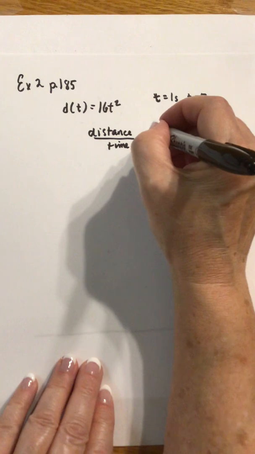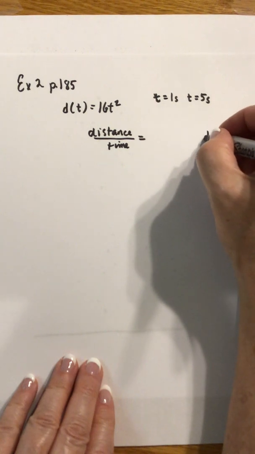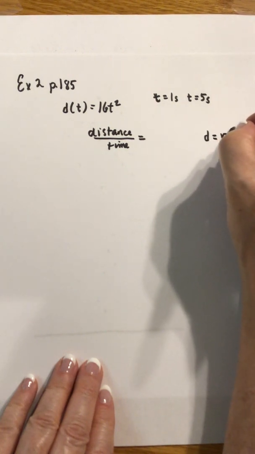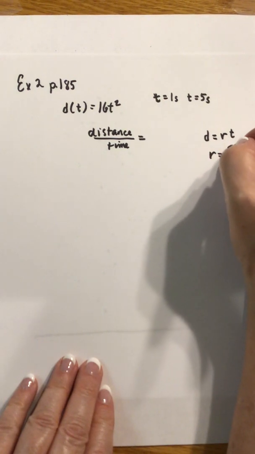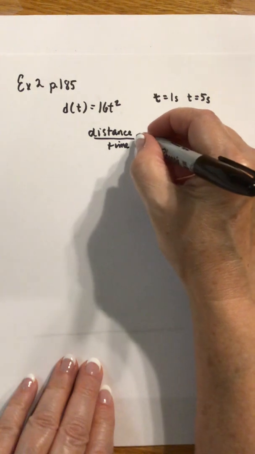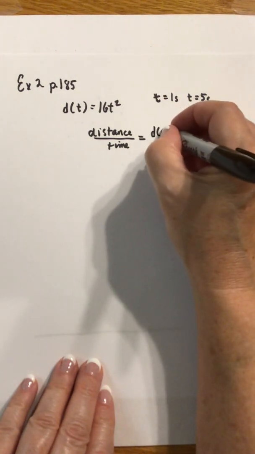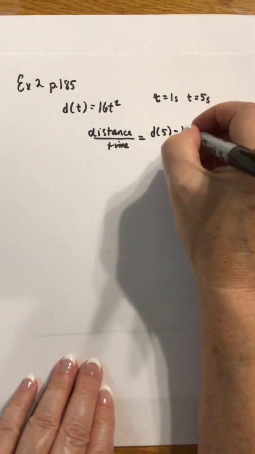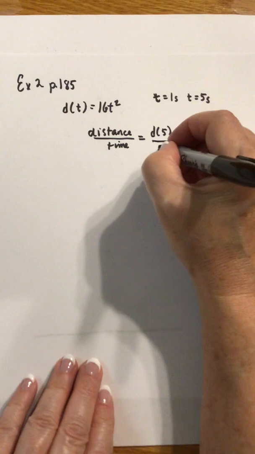Now, we got that distance over time. We're looking for the speed of something. Well, the average speed is the rate. So we have the formula distance equals rate times time. So if I'm looking for rate, I would divide by t on both sides and get d over t. So that's what we're looking at, distance over time. So we're going to have d of 5 minus d of 1 over 5 minus 1.